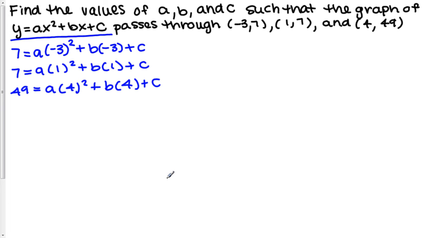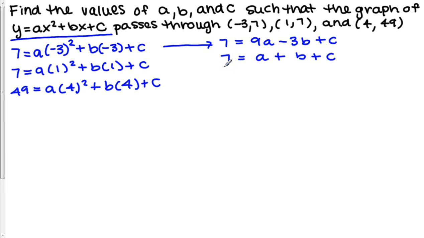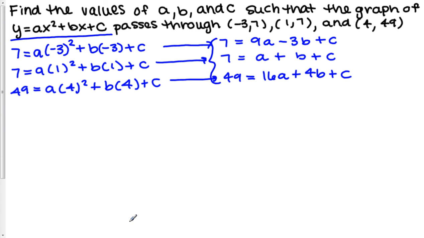I'm going to go ahead and simplify these by multiplying them out. So this first one, I get 7 equals 9a minus 3b plus c. 7 equals 1a plus 1b plus c. And my third equation is 49 equals 16a plus 4b plus c. This is the system I'm going to use.